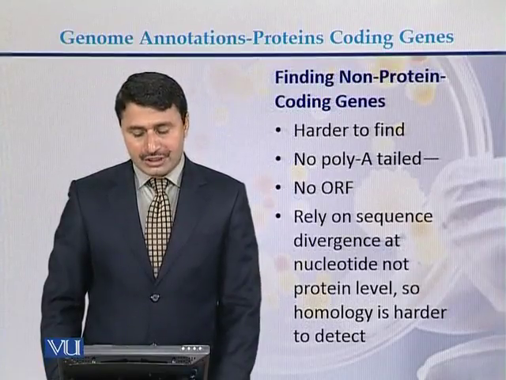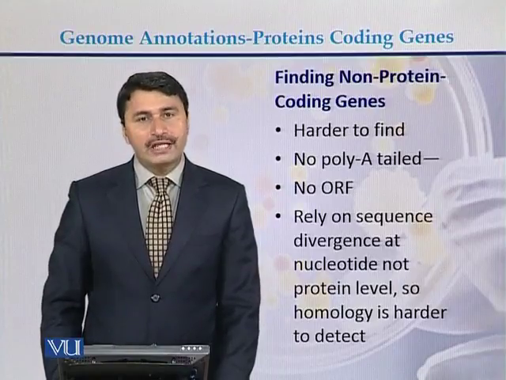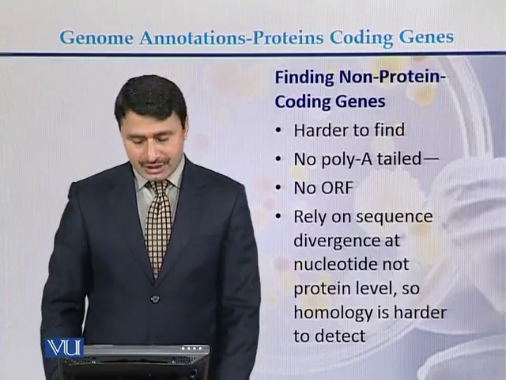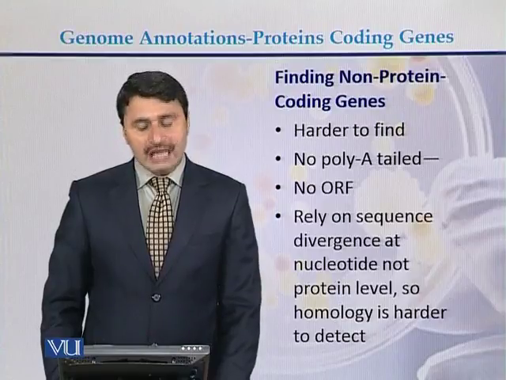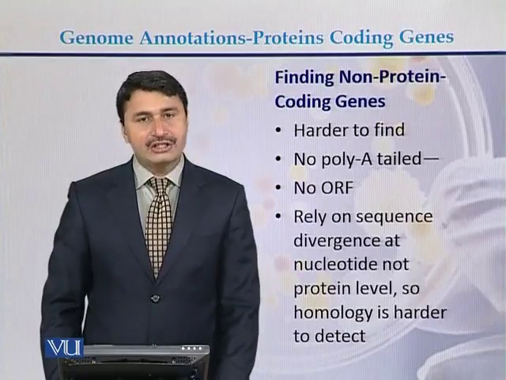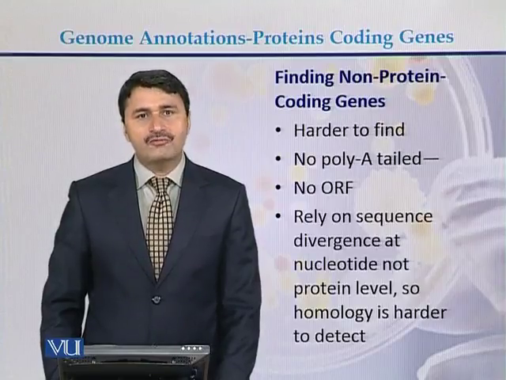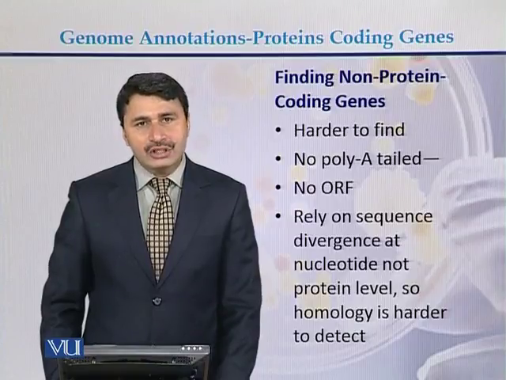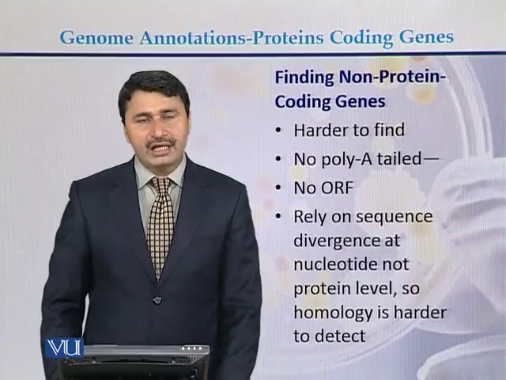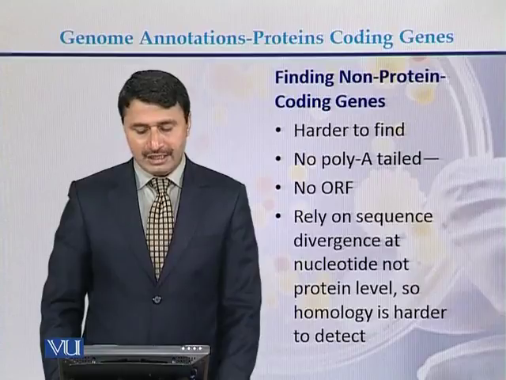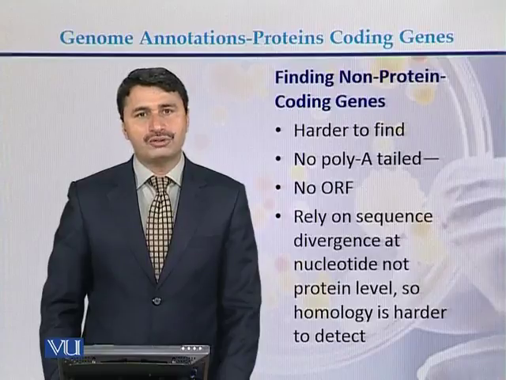Finding non-protein genes is harder because there is no poly A tail present with those genes, and no ORF, open reading frame. We have to rely on sequence divergence at the nucleotide, not protein, level, because they do not produce proteins. So we just have to rely on the sequence of the nucleotides. So it becomes difficult to identify non-coding, non-protein producing genes.